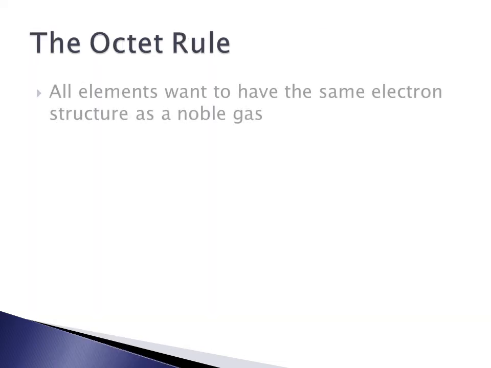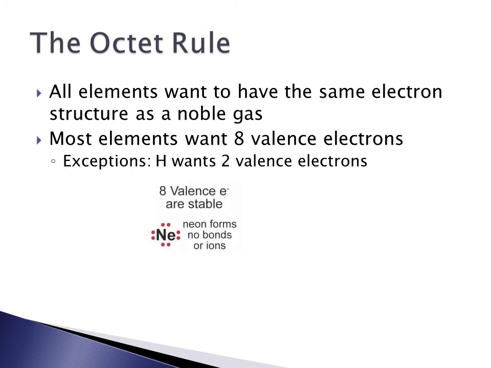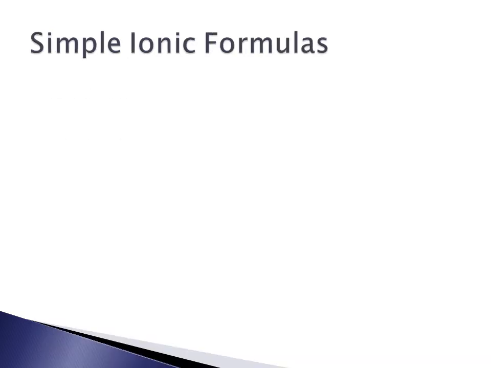of something else. Okay, so looking at what the octet rule is. All elements want to have the same electron structure as a noble gas, which means that most elements want 8 valence electrons, except for if we're comparing to the helium atom, which has 2, so hydrogen would like 2. So 8 valence electrons are stable. And if we look at the example of water, we see oxygen wants to have 8 electrons, right? And so it's able to get the 2 hydrogens to share their electron with it, so that then it has 8 surrounding its nucleus, which means, let me go back, sorry, whoops.